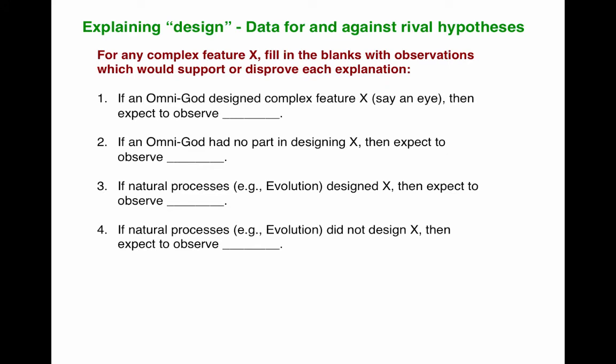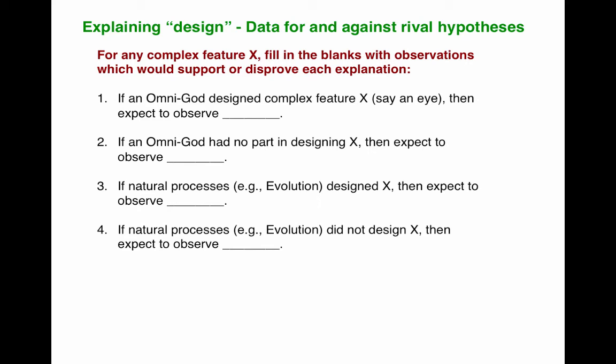What are we doing here? We're explaining design. We have to consider data for and against rival hypotheses. The hypothesis that God did it or nature did it. For any complex feature X, fill in the blanks below with observations which would support or disprove each of the rival explanations. So there are 4 statements here. Here's the first statement. If an omni-God designed complex feature X, say an eye, then we expect to observe fill in the blank.